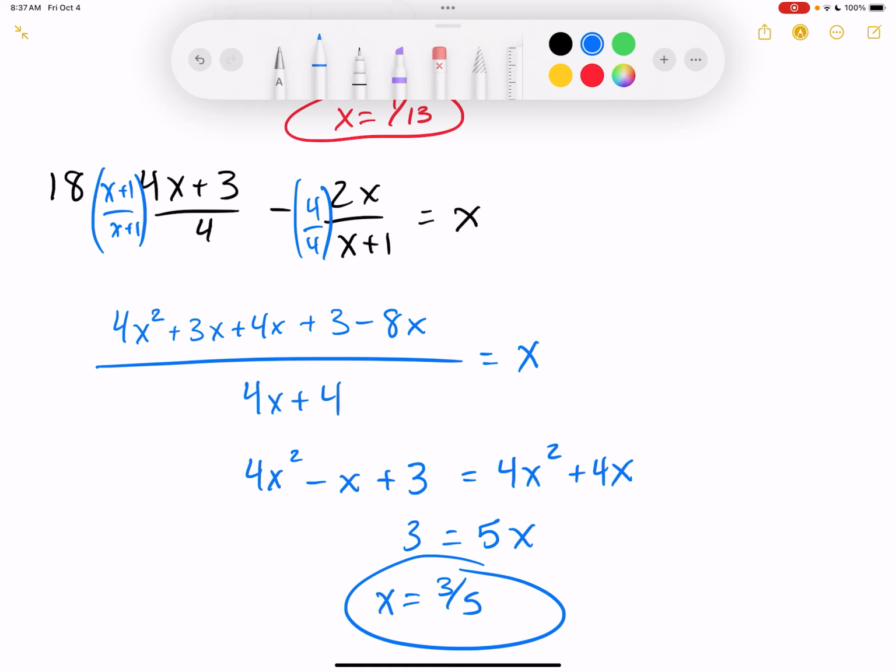So most often with a problem like this, we have to get a common denominator first. We multiply both sides by the denominator so it gets rid of the fraction, and then we're just left with what was on top, and then we just go from there with solving like we normally would.